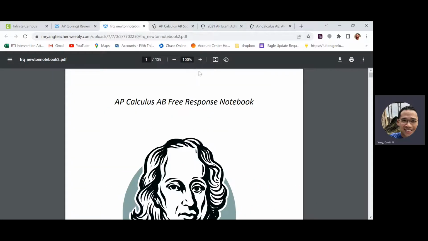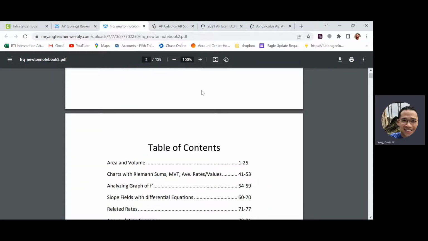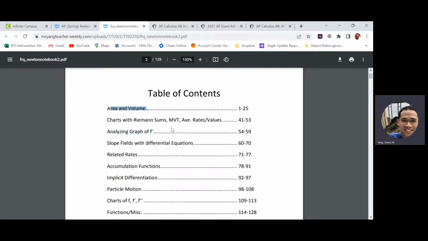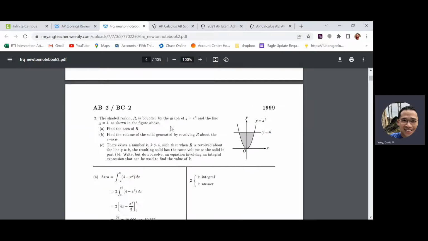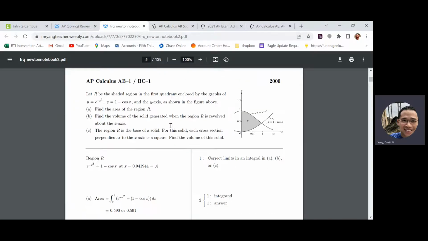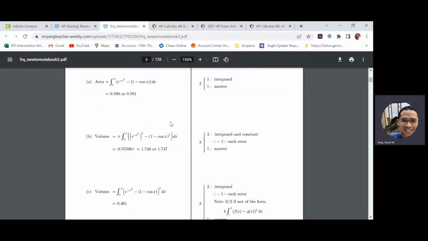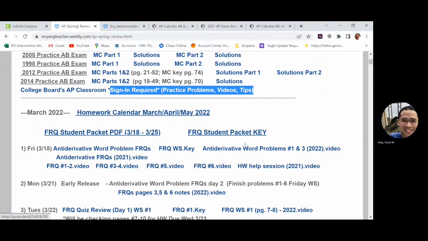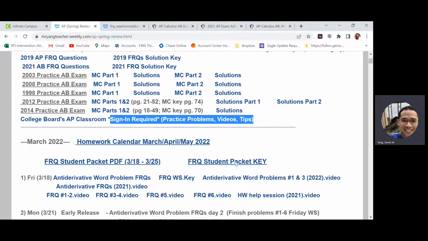So this is what the Free Response Notebook looks like. If you click on go to table of contents, all the related rates FRQs are grouped together, all the derivative graphs FRQs are grouped together, all the area and volume FRQs are grouped together. So that's nice if you want to look through particular FRQs. That's a resource there for you. Okay, I wanted to make sure that you knew about that.